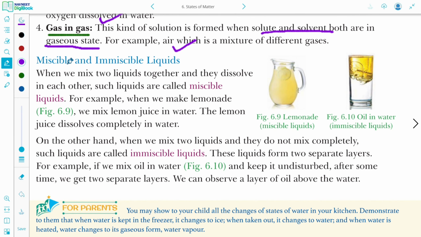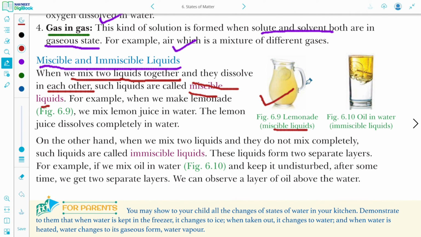Next topic is miscible and immiscible liquids. Now there are two types of liquid. One is miscible liquids and another one is immiscible liquids. So miscible liquids are the liquids which mix together. When we mix two liquids together and they dissolve in each other, such liquids are called miscible liquids. Like lemonade is a miscible liquid. For example, we make lemonade. We mix lemon juice in water. The lemon juice dissolves completely in water.